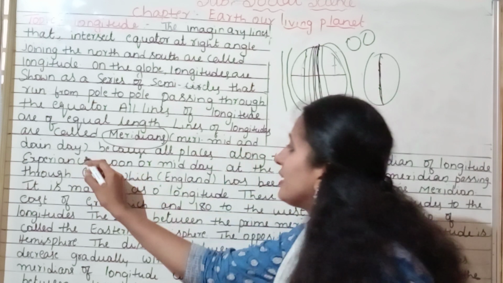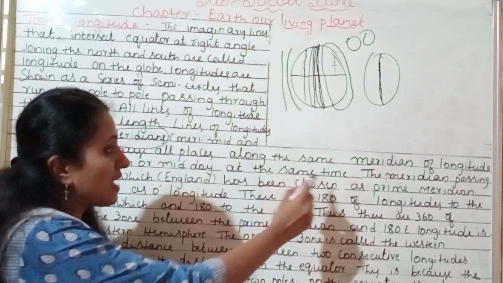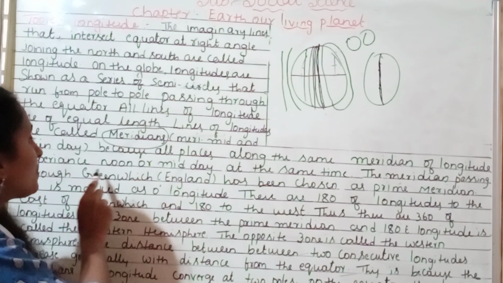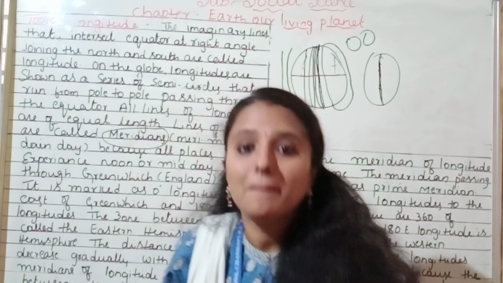So the midday, because all the places along the same meridian of a longitude experience noon or midday at the same time. That is the reason it is considered a meridian.